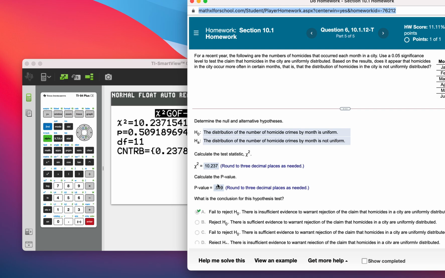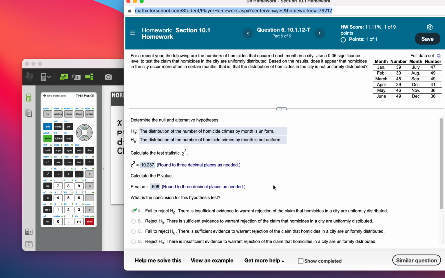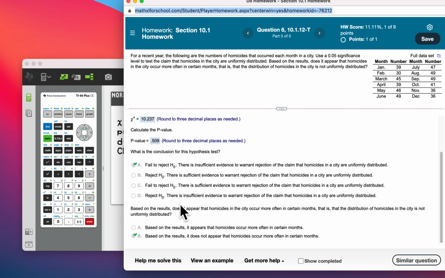Okay, we failed to reject the null hypothesis. There is insufficient evidence to warrant rejection of the claim that homicides in a city are uniformly distributed. This is one of the only ones that has another follow-up. So what are you trying to say here? Based on the results, it does not appear that homicides occur more often in certain months because our chi-squared wasn't big enough, our p-value wasn't low enough. Hope that helps.